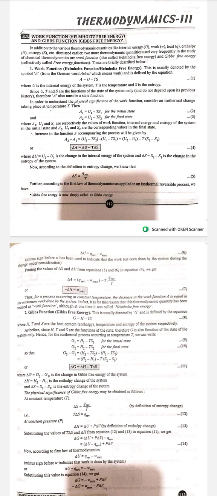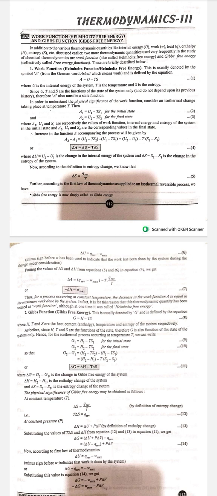Subtracting, A2 - A1 = (U2 - TS2) - (U1 - TS1) = (U2 - U1) - T(S2 - S1). So delta A = delta U - T delta S, where delta U = U2 - U1 is the change in internal energy of the system, and delta S = S2 - S1 is the change in the entropy of the system.